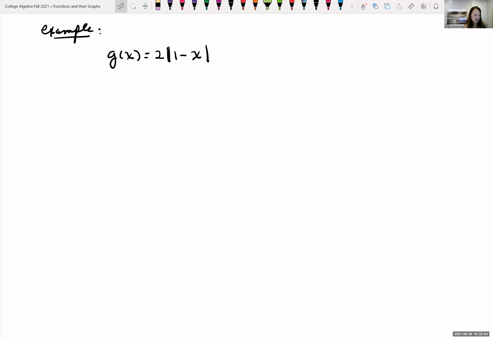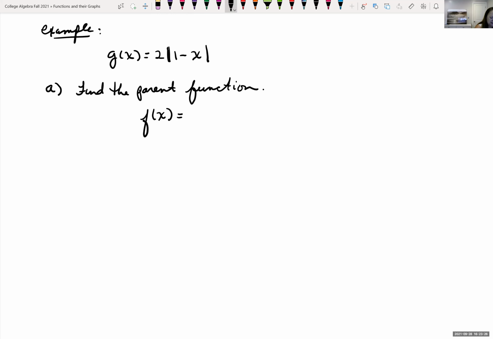Okay. So first thing, let's determine what the parent function is. What are we doing transformations to? So looking at this, I see the absolute value. And so let's call it f of x. So let's call f of x the parent function. And the parent function I can see in here is just the absolute value of x.